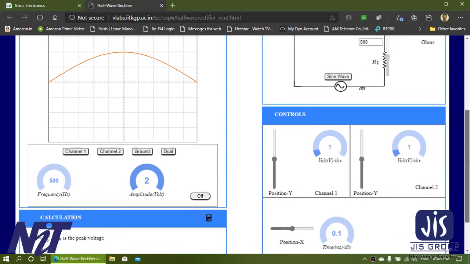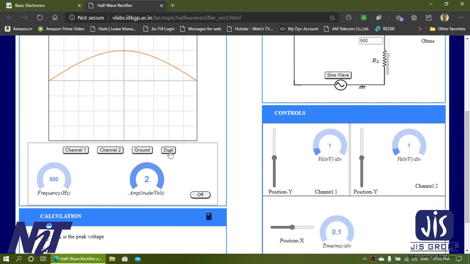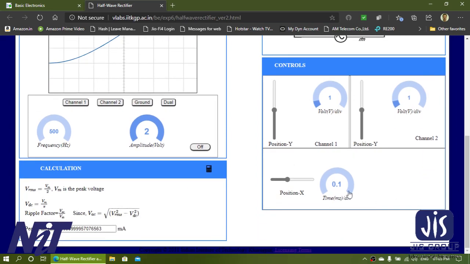So if you now click on dual, you will have to set your volts per division at 0.5 and time per division at 0.5 millisecond.